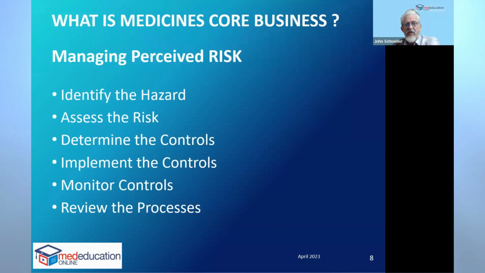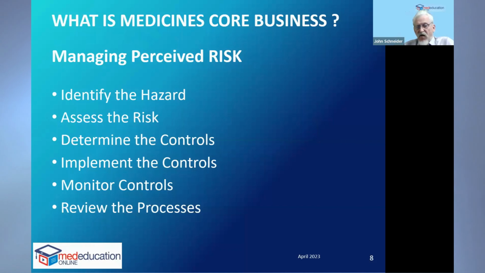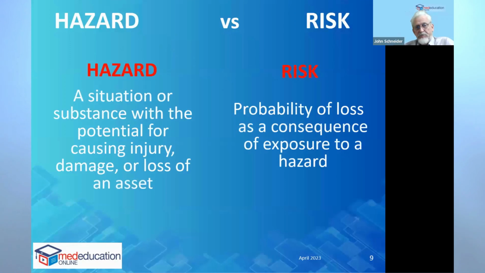And that fits in nicely with general risk management. And the steps in that most of you hopefully will realise are identifying the hazard, assessing the risk, determining the controls, and then assisting with implementing the controls, monitoring the effects of those controls, and from time to time reviewing the overall process. Next one.